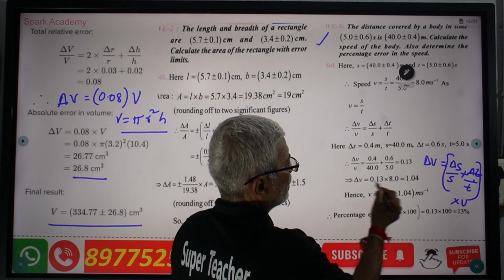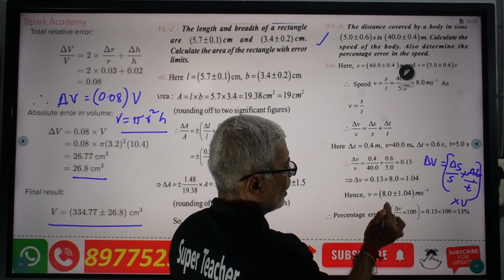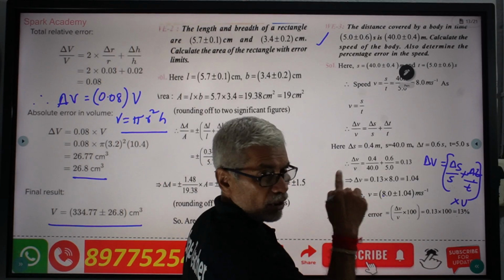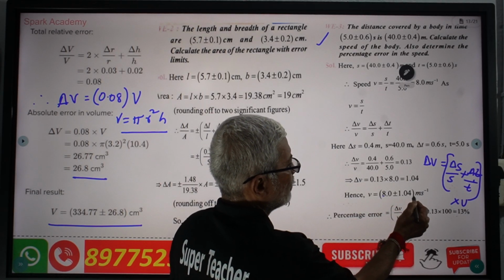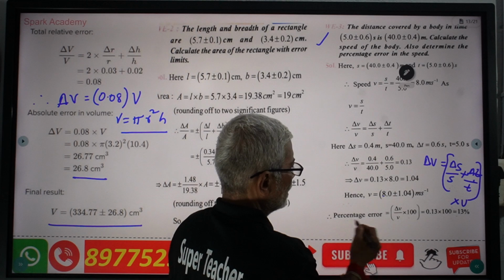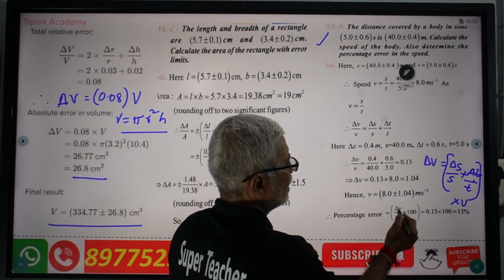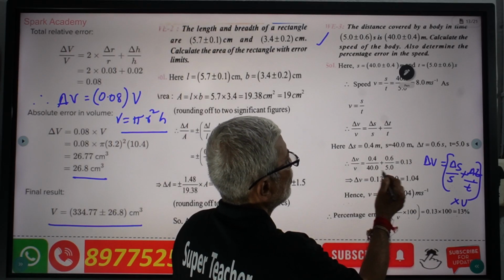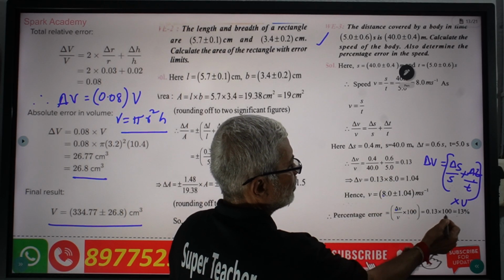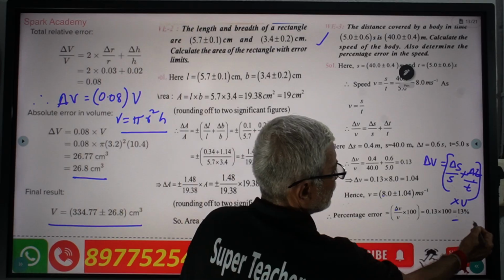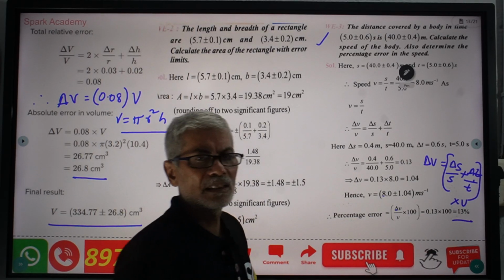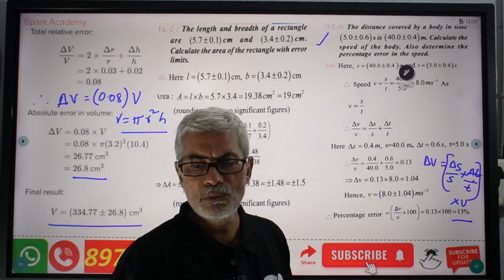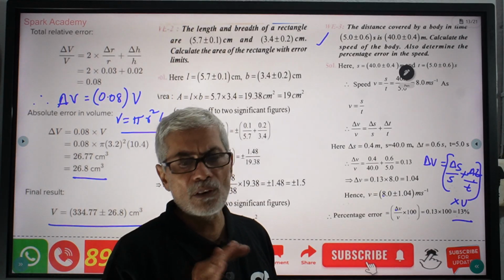So you write down the velocity as 8, which you found before, plus or minus 1.04 meters per second. And percentage error is nothing but del V by V into 100. Del V by V we already found as 0.13. 0.13 into 100 is 13%. So 13% error is there in measuring the velocity. It is a huge error, we have to rectify it.